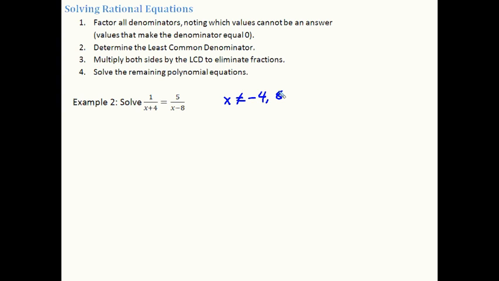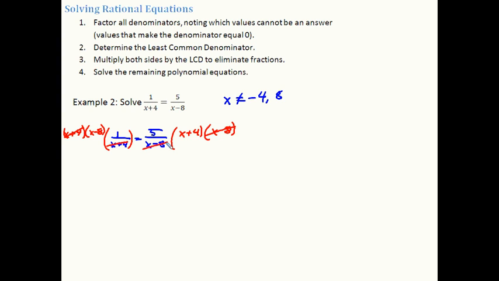So what we're going to do here is take our equation and multiply by the least common denominator. In this case, the least common denominator is the x plus 4 times the x minus 8. Again, we do that so we can eliminate the denominators. So we see on the left side that the x plus 4 cancels with x plus 4. On the right side, x minus 8 cancels with x minus 8.